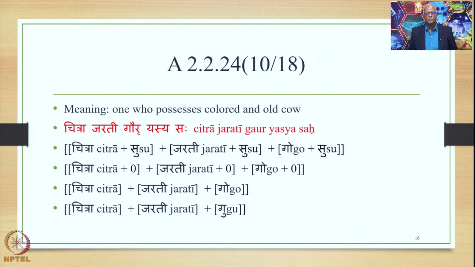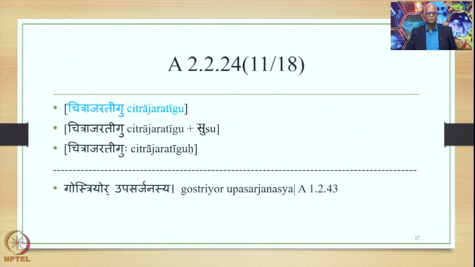So the word go becomes upasarjana, and then goes triyor upasarjanasya, and we get the shortening of the word go in gu. So we have chitra plus jarati plus gu. So the finally derived bahuvrīhi samasa output is chitra jarati gu. When we decide to use it in the sentence, we add su pratyaya after it, which is prathama ekavachana pratyaya. So we have chitra jarati gu plus su, and finally derived output is chitra jarati guhu.